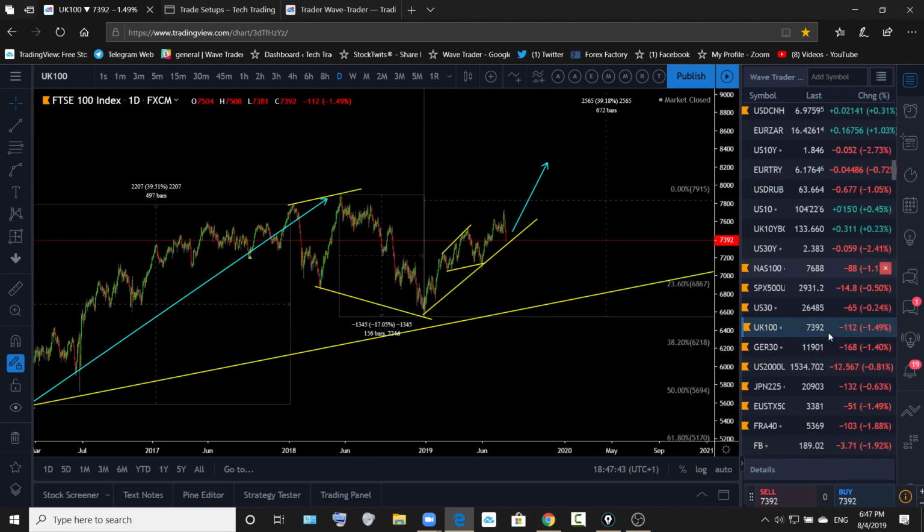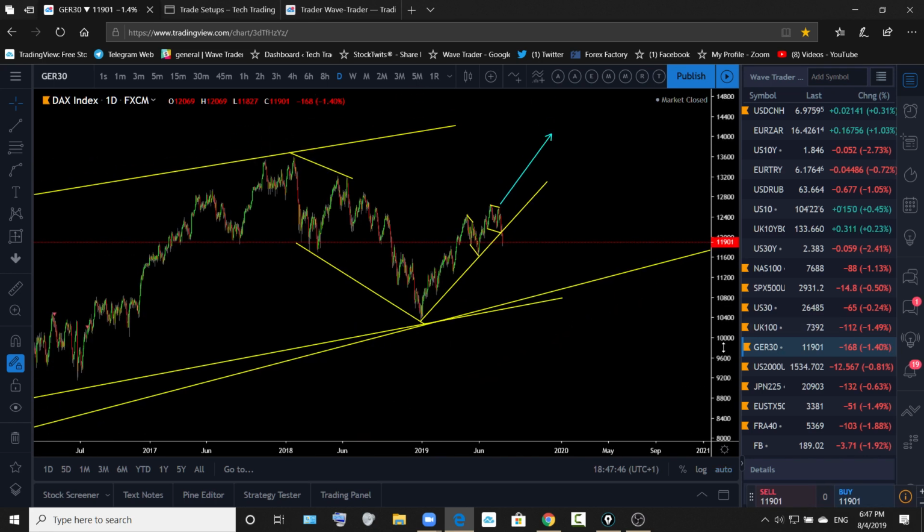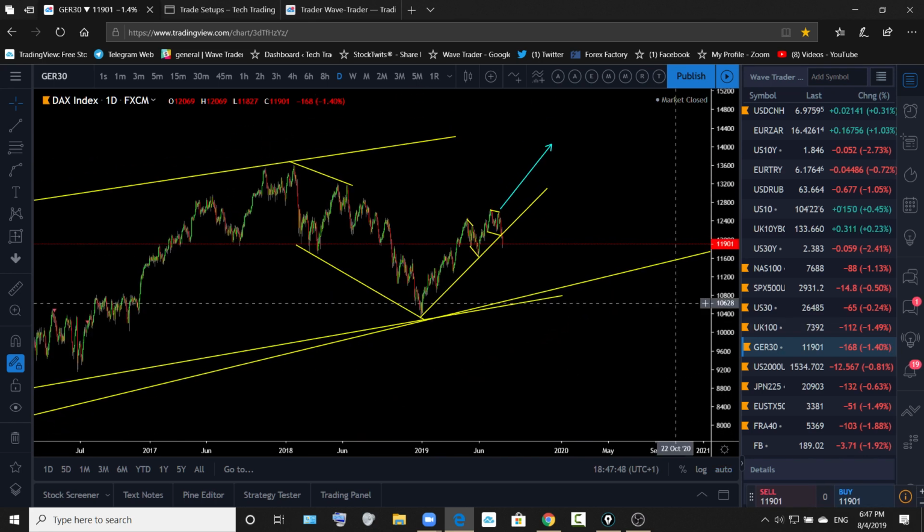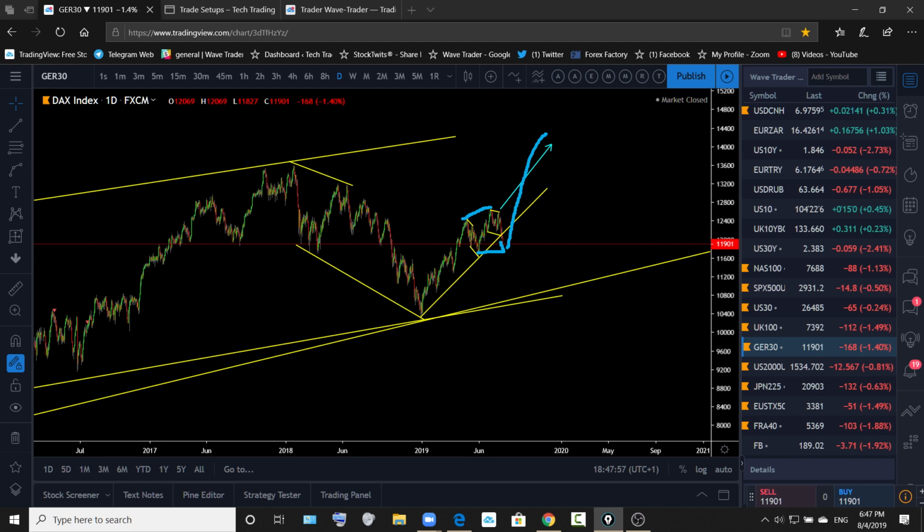Continuing, the FTSE keeps pushing higher. The German 30 still went lower, and is still under pressure. This flat formation holds, an expanding triangle, seems like the other, and continues to go higher. No more sells.